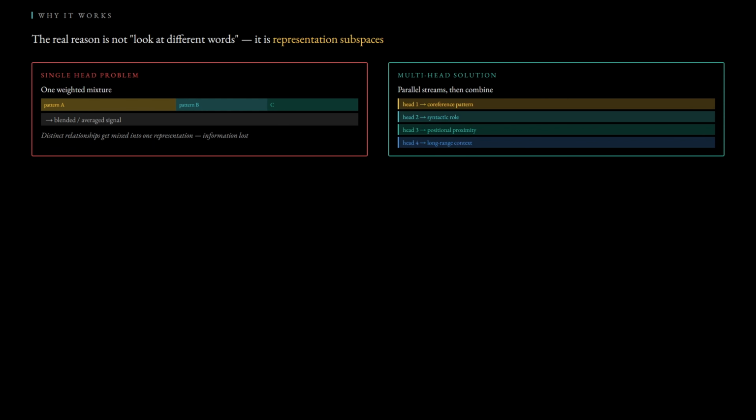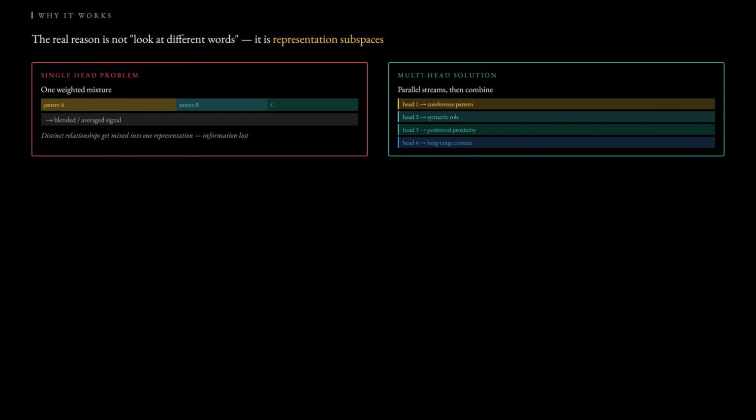Multi-head attention provides 4 independent streams running in parallel. Each stream operates in its own subspace, which means each one can develop sensitivity to different structural patterns without interfering with others. Head 1 might specialize in co-reference. Head 2 might specialize in syntactic roles. Head 3 in maybe positional proximity, and Head 4 in long-range context.